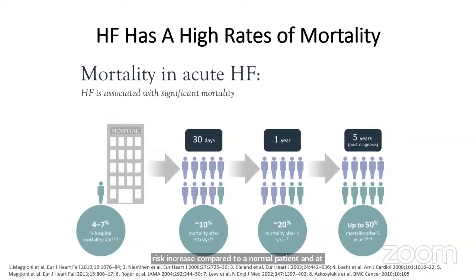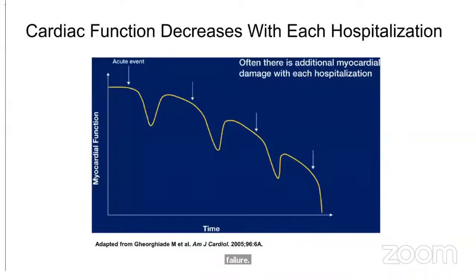And that risk doesn't stop there. At 30 days after discharge, they have about a 10% risk of mortality, and at 1 year, 20%. At 5 years post-diagnosis, they have up to a 50% risk of mortality after being diagnosed with heart failure. This is because with every acute event where the patient is admitted for heart failure, there is additional damage to their myocardium, which reduces their lifespan. So it is always important to catch them at the beginning and optimize them with medication so that we can prevent further myocardial damage.